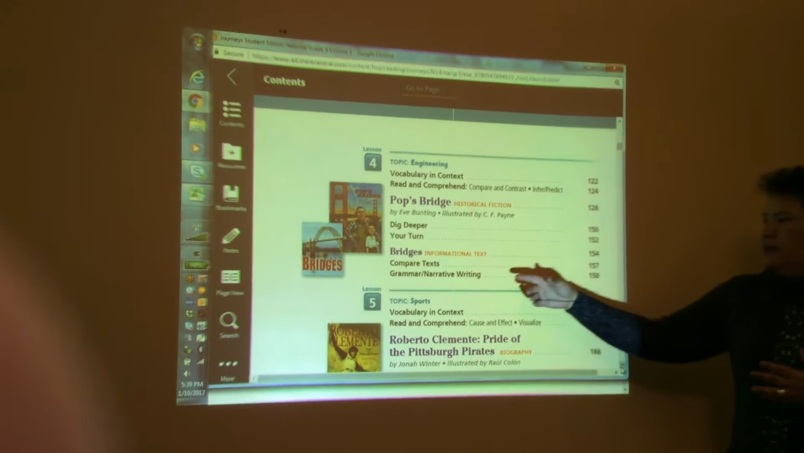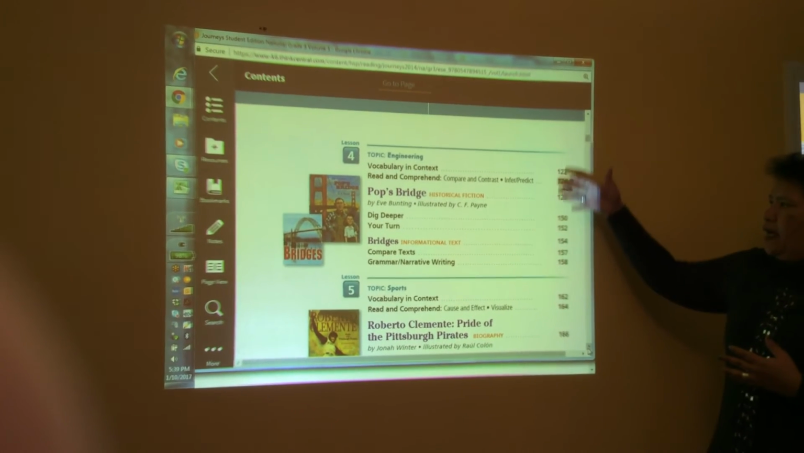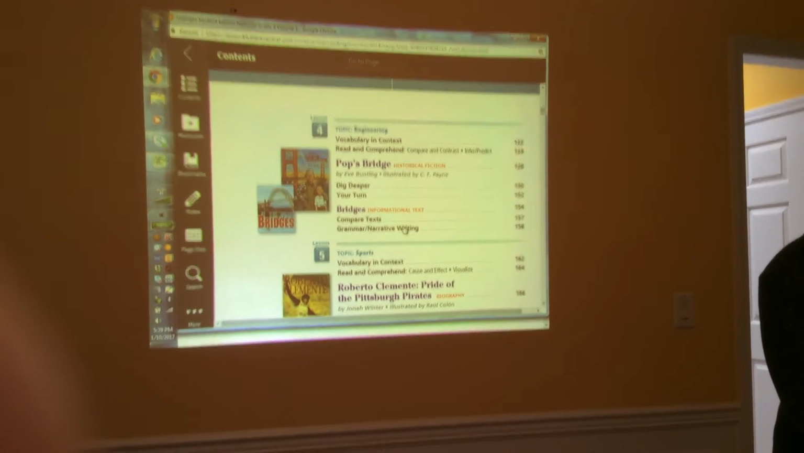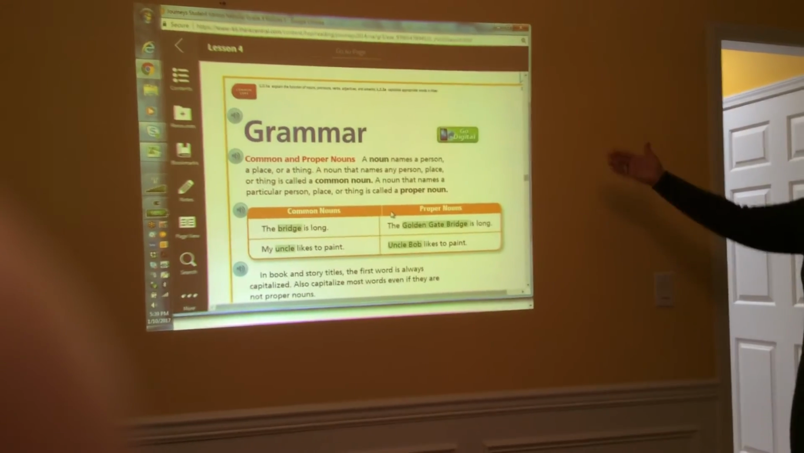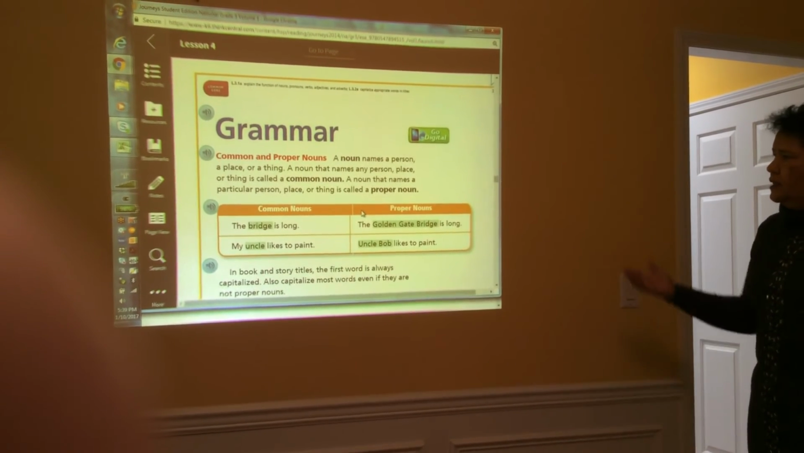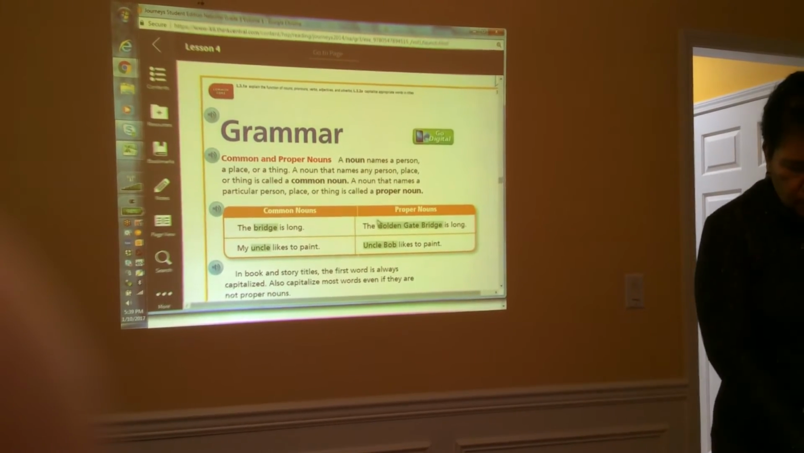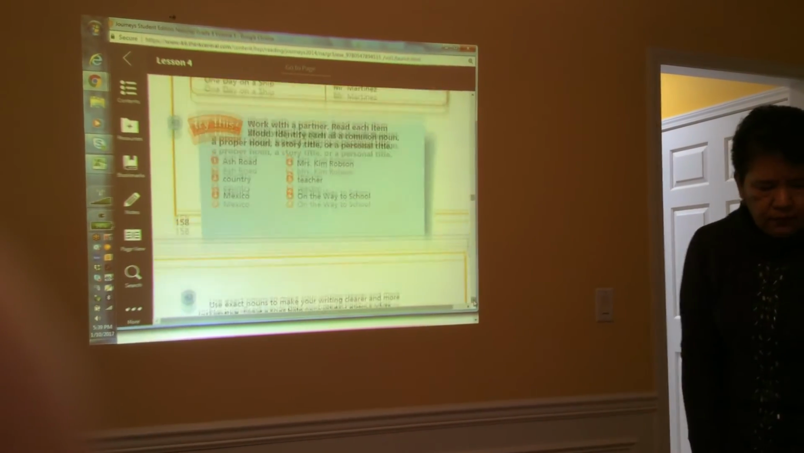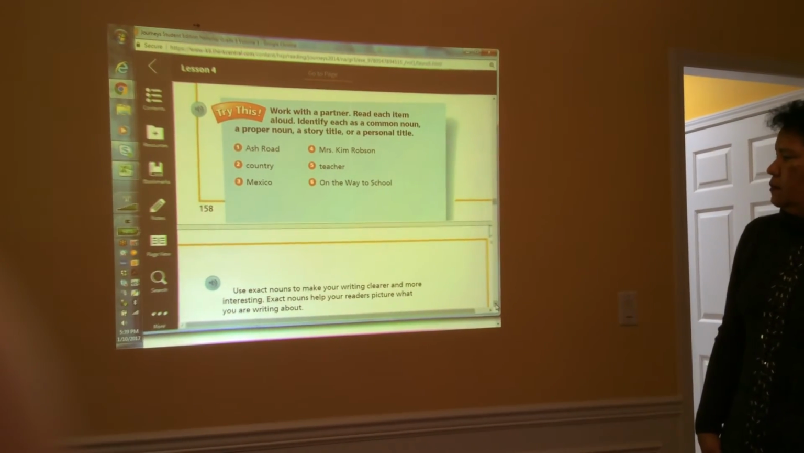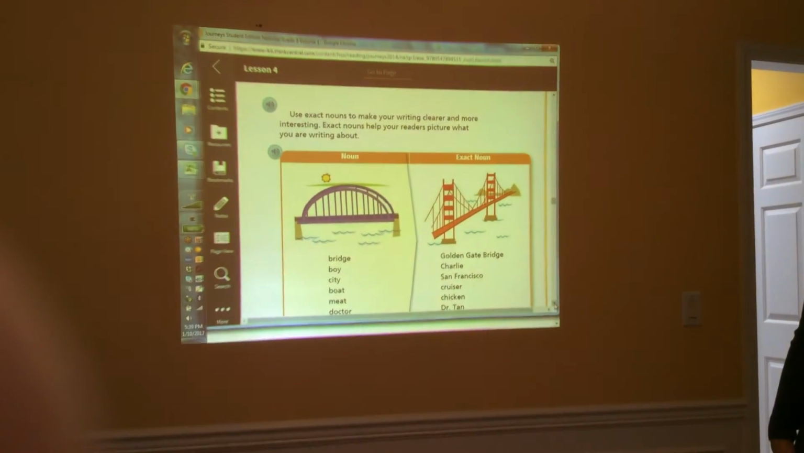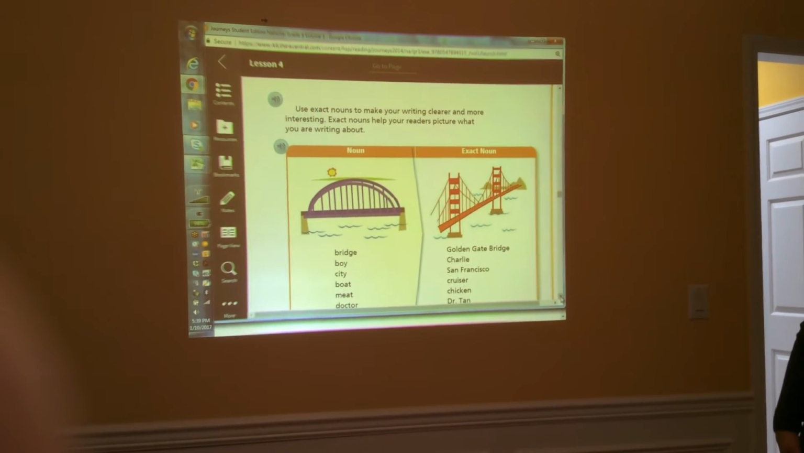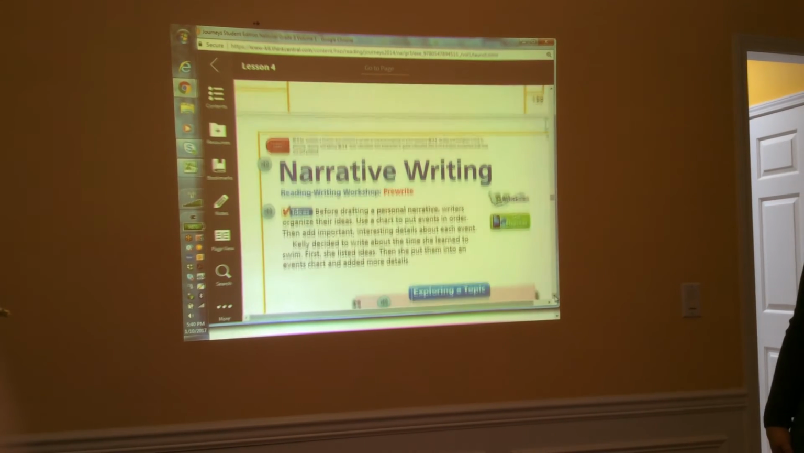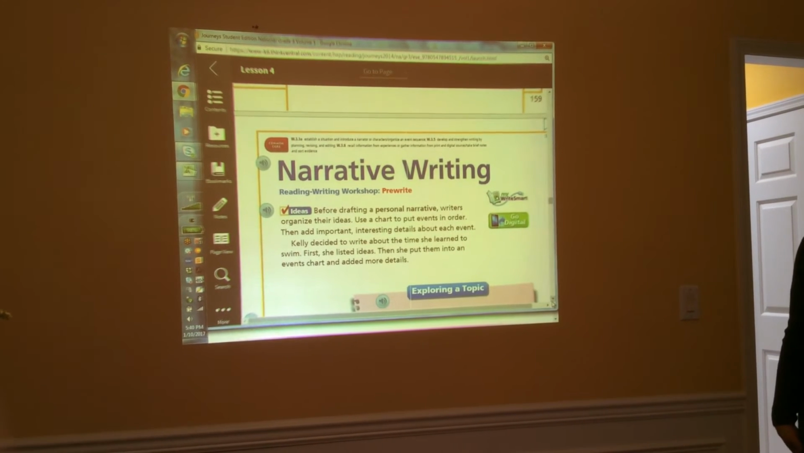So Charlie will have an opportunity to do some narrative writing at the end of his lesson. If we wanted to look at what Charlie will be doing, we can just click on that particular term and see that the grammar that he will be working with is common and proper nouns. And he will be writing a personal narrative.